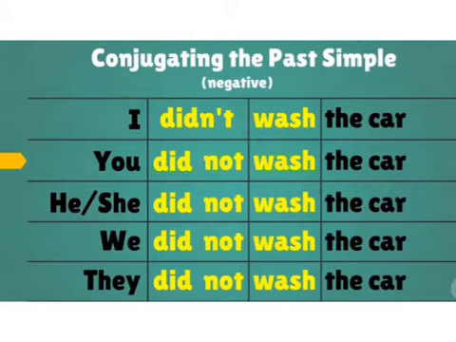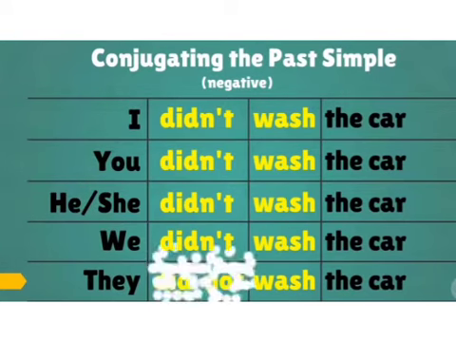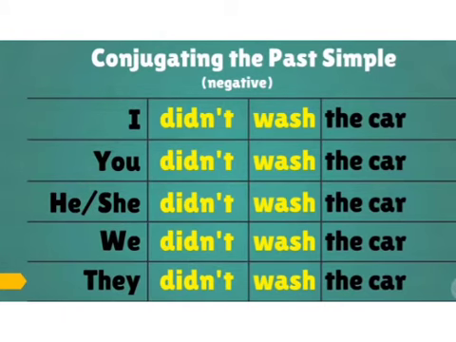You try by yourself. Yes, didn't wash the car. Moving to the next one. He or she. That is, he didn't wash the car and she didn't wash the car. So I'm not using wash plus ed. It's wrong. Just wash, because did is already there. So we didn't wash the car. And the final one is they didn't wash the car. I hope the explanation is pretty clear for you.